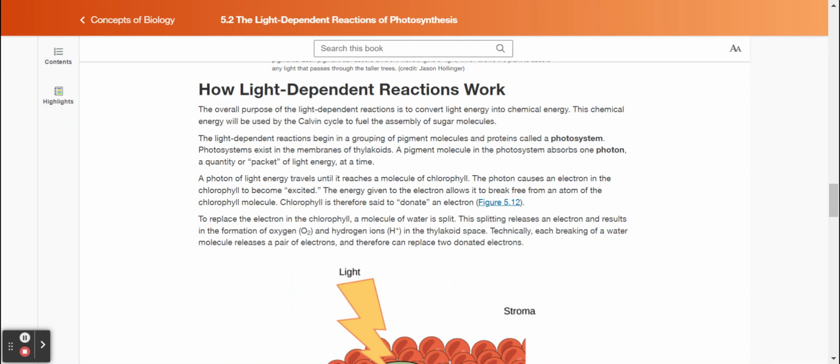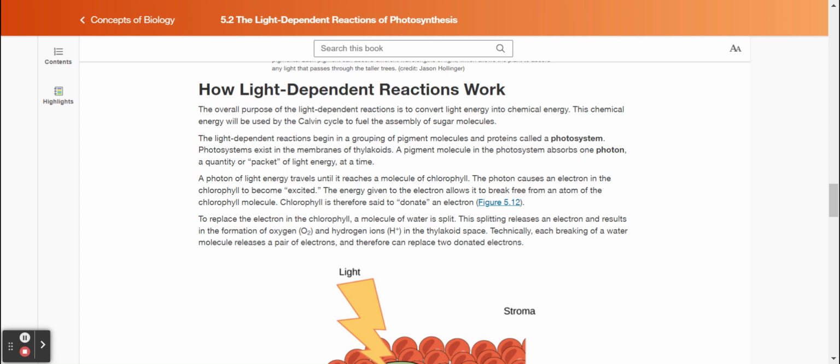How light-dependent reactions work. The overall purpose of the light-dependent reactions is to convert light energy into chemical energy. This chemical energy will be used by the Calvin cycle to fuel the assembly of sugar molecules. The light-dependent reactions begin in a grouping of pigment molecules and proteins called a photosystem. Photosystems exist in the membranes of thylakoids.